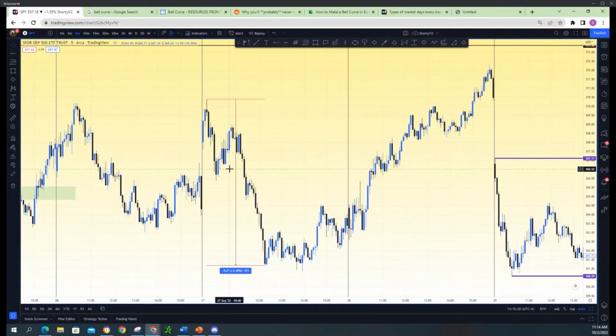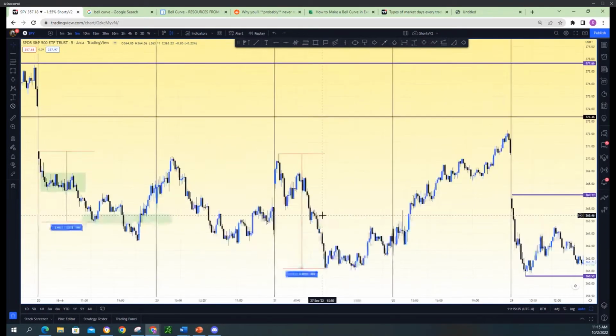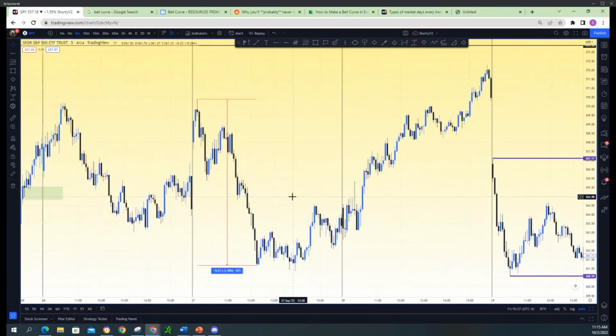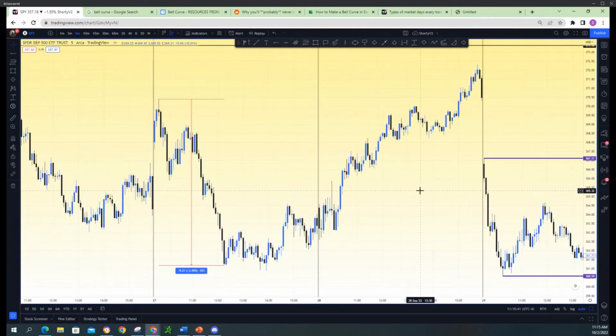Usually they open wide. That's why we look at the opening range, the first 30 minutes, to see if you're breaking the ORB high or you're not. If you're breaking the ORB high and you're staying above it, there's a high chance you're going to have a trending day.